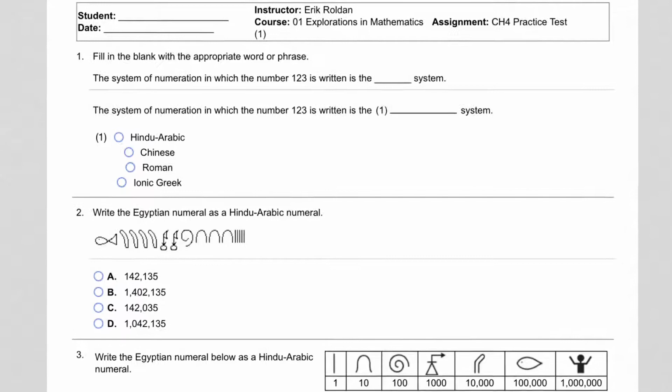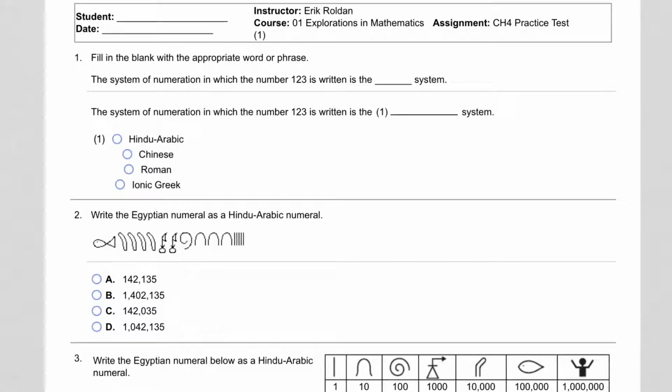Okay, so let's get started here. In number one, the system of numeration in which the number 1, 2, 3 is written is the blank system. And so remember that our numerals and digits come from the Hindu Arabic system, okay? Chinese is very different. Roman numeral uses certain letters, and the Ionic Greek as well. So let's take a look at the Egyptian numeral.